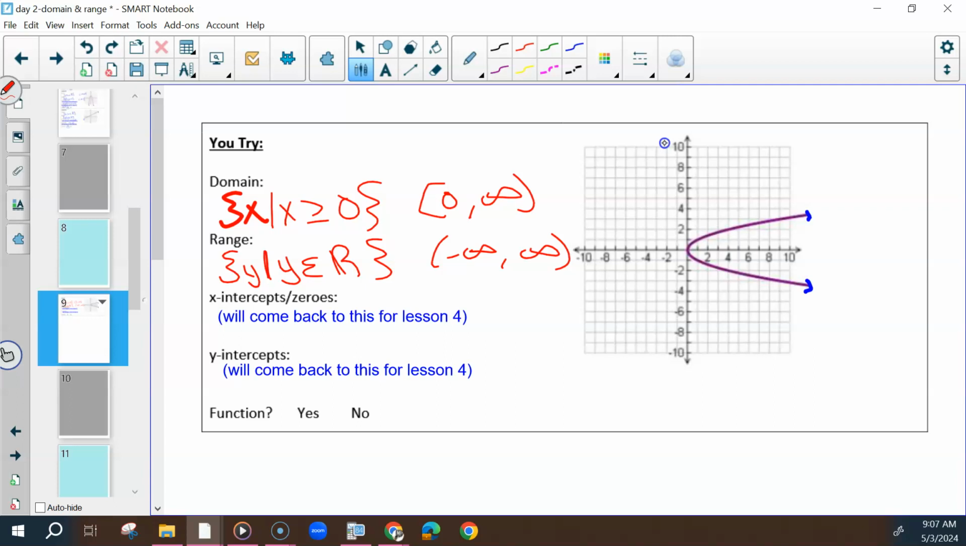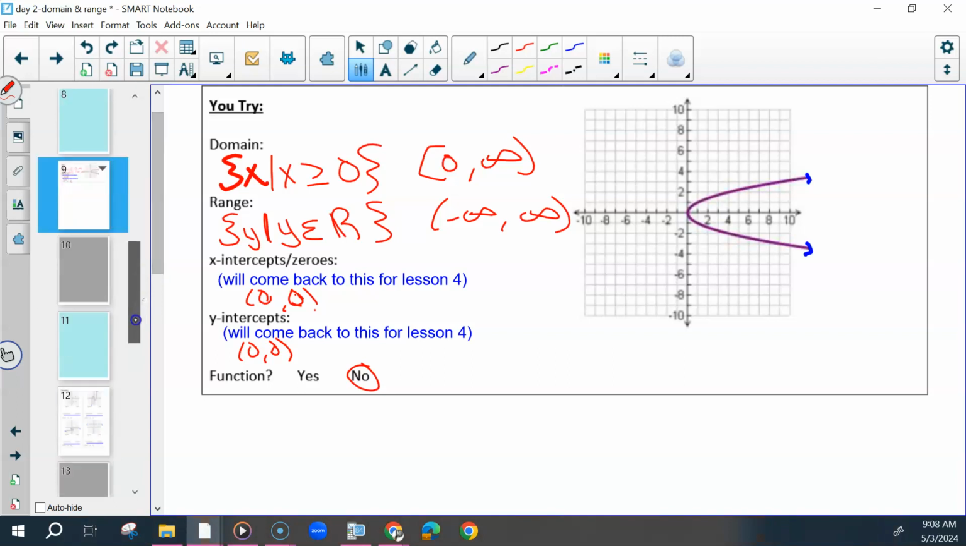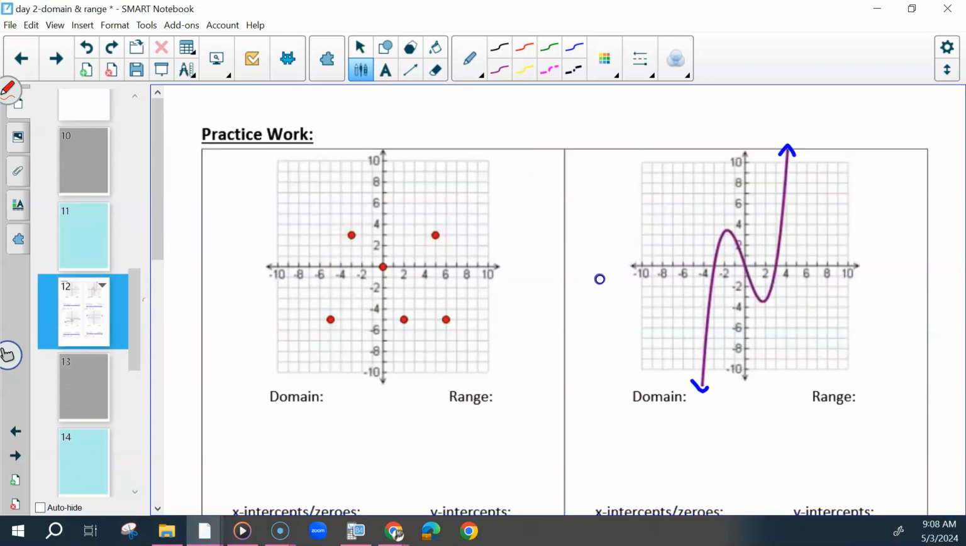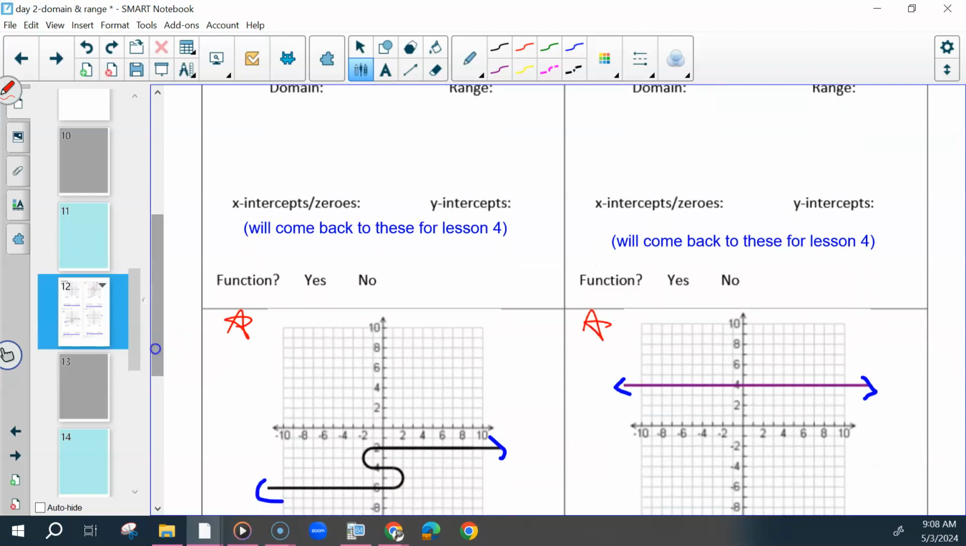X-intercept, 0, 0. Y-intercept, 0, 0. Is this a function? No. Look at the practice problems on the next few pages and find any you want to see me go over, how to do that. 2 and 3. So when you say 2, you remember one. And then 3, this one. We're going to do part of this with the domain and range, so you see what that looks like. Are there any others on the next couple pages?